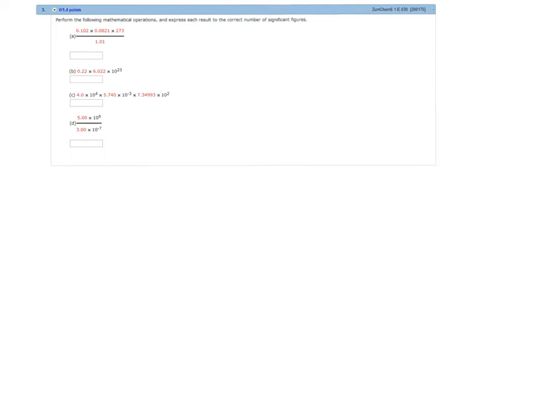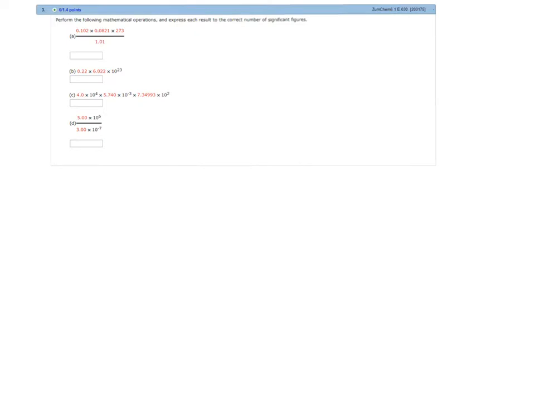WebAssign 2, question 3. Students, in this question they're asking us to do some simple calculations, but to answer to the correct number of significant figures. In order to do that, you need to keep in mind the rules for working with significant figures. When multiplying or dividing, the rule is that you state your answer to the number of significant figures that's equal to the lowest number of significant figures of any of the measurements you were working with.